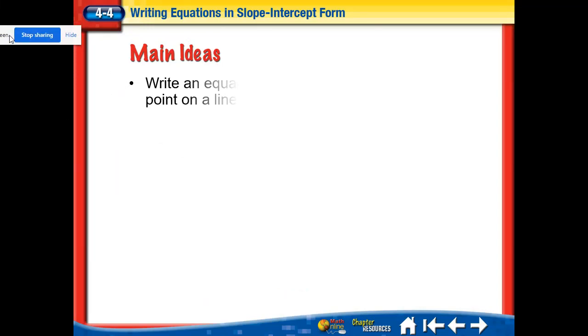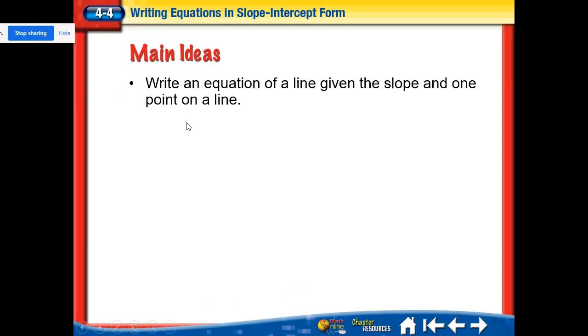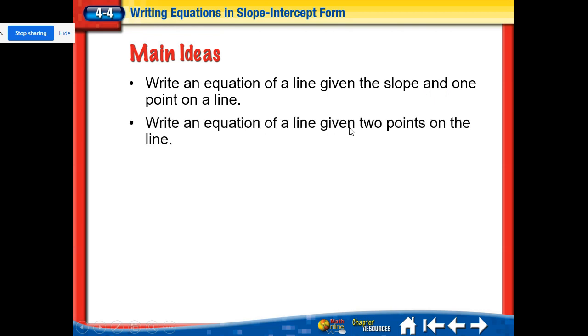Hi, today we're going to be talking about how to write an equation. So we went ahead and we've graphed an equation given different information. Now, how do we go ahead and, given information, write an equation? So we're going to write an equation with a slope and a point, or we're going to write an equation given 2 points.